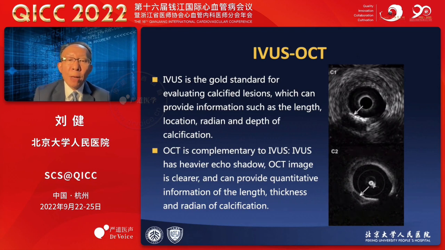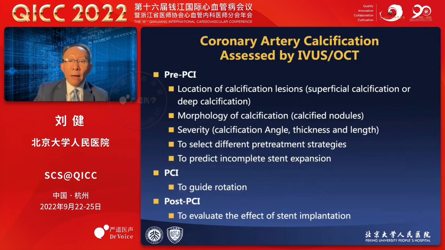We also did some comparisons. We think that IVUS is the gold standard to evaluate the calcified lesions. It can show the locations, the depth, and also the length. And for the OCT, I think it can help us to look at the areas, and it can provide more quantitative information for the calcification.